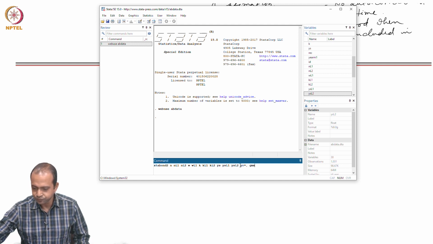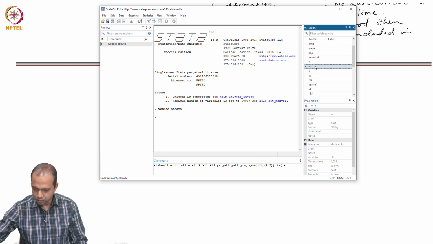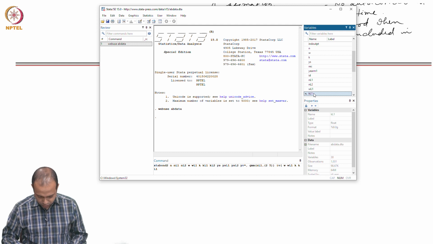And then I will put all my IV style instruments here. Those are w, and then wL1, then k, then kL1, and then I have kL2, and then I have ys, and ysL1, ysL2, and then I have my year dummies also that will appear here.